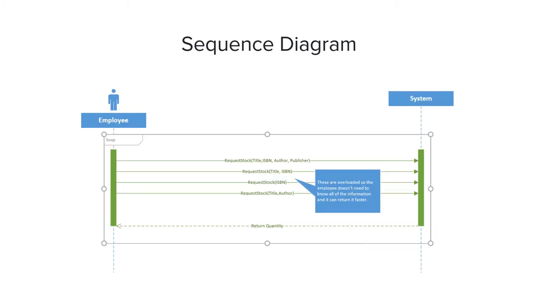Sequence diagrams detail the order of functions that an actor performs within the system. The sequence diagram includes details of how an employee searches for stock.